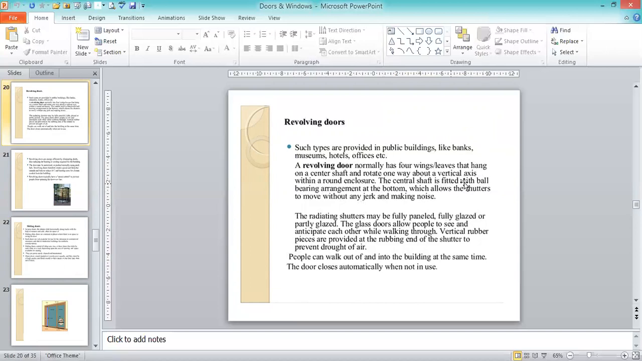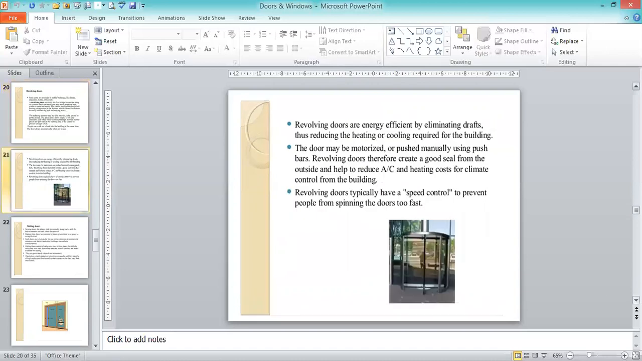The central shaft is fitted with a ball bearing arrangement at the bottom, which allows the shutter to move without any jerk or noise. So that is how it revolves with the central shaft. In the picture we can see the revolving door. The diagram shows how the revolving door works.